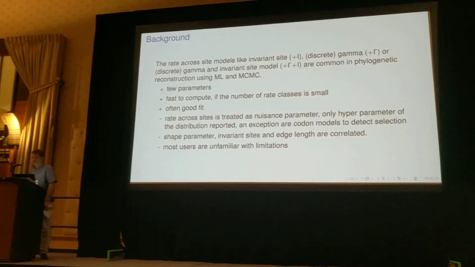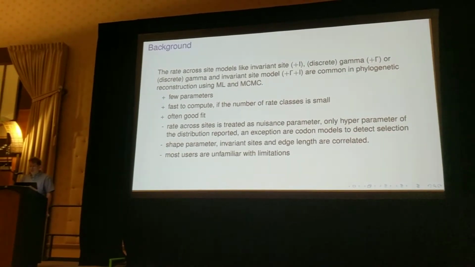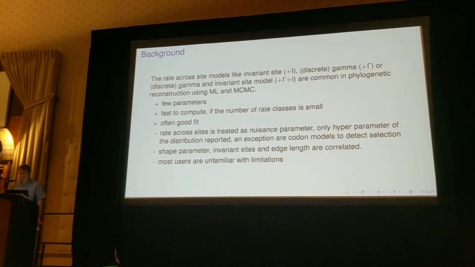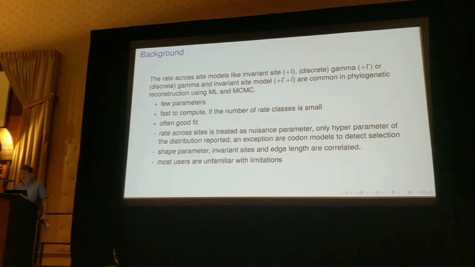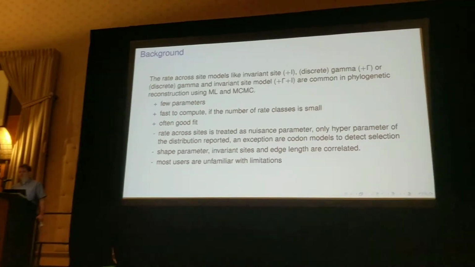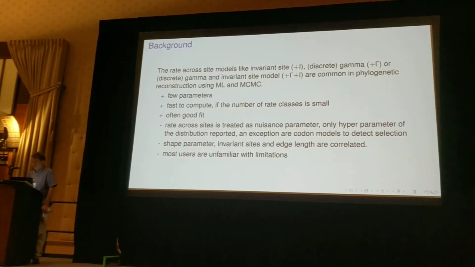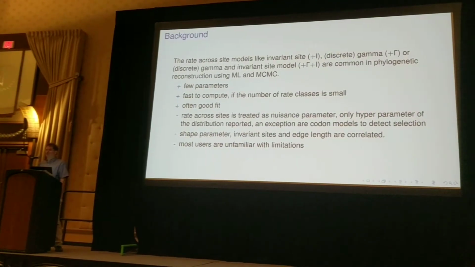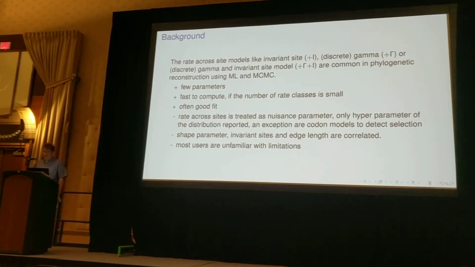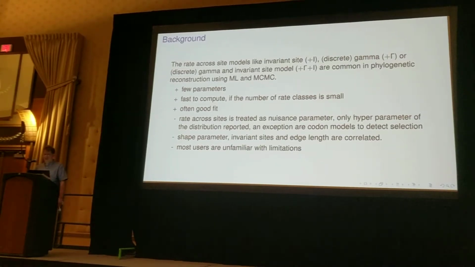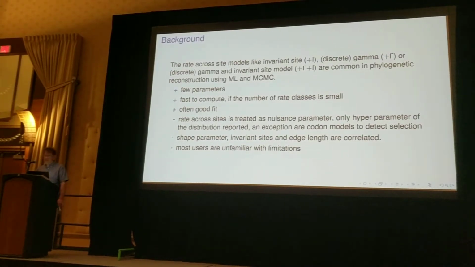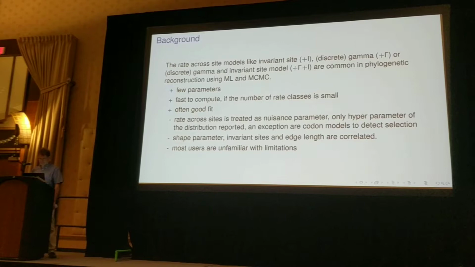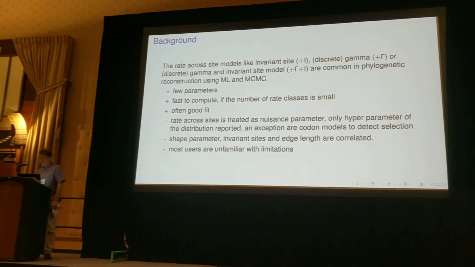I'm just talking mostly about discrete gamma models and a little bit of invariant site models. All these models were of course introduced by Ziheng Yang and Peter Waddell a long time ago, and they seem to have taken over when you do phylogenetic reconstruction. They're probably so popular because they have few parameters, they're pretty easy to compute, and they seem to work most of the time, but there are a few problems.